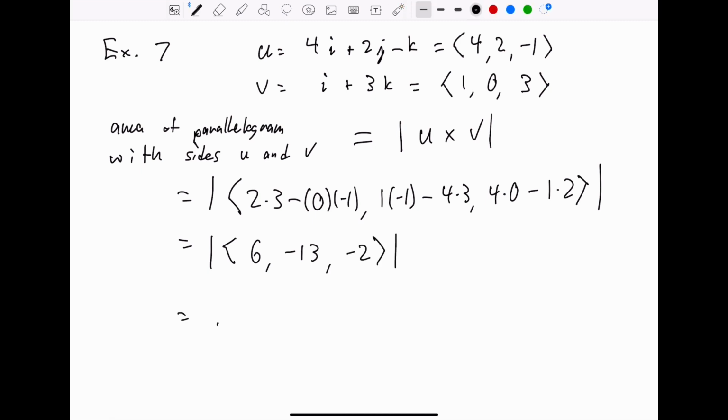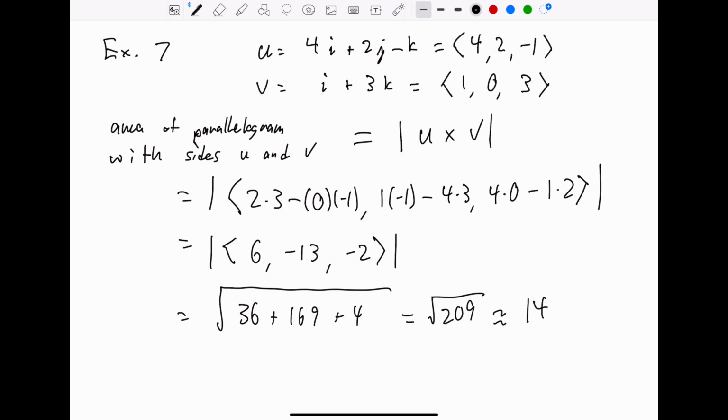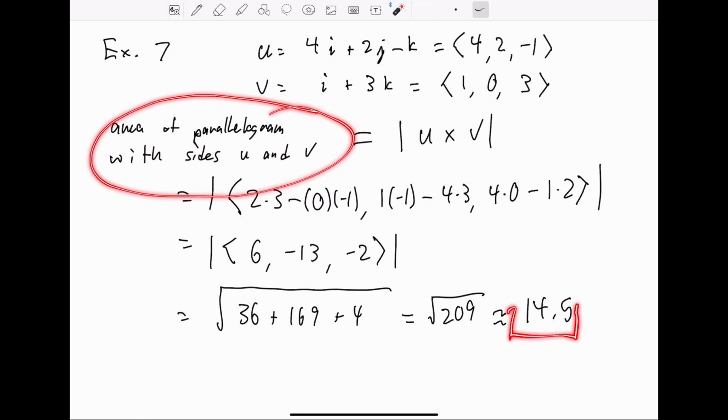For the magnitude, we take the square root of the sum of the components squared. 6 squared is 36. 13 squared is 169. 2 squared is 4. Plug this into a calculator, and you get an answer of the square root of 209, which is approximately 14.5. So the area of the parallelogram described by these 3D vectors is 14.5.